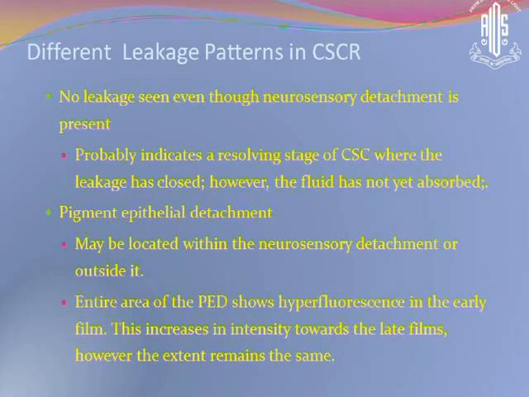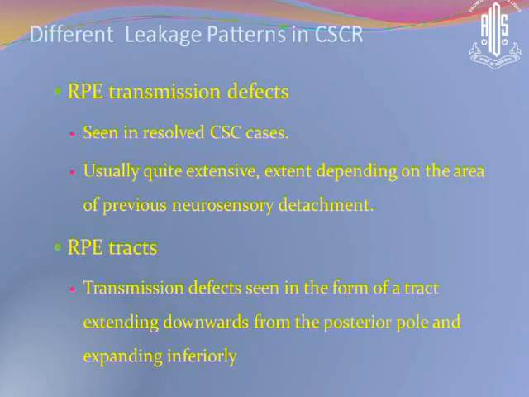There can be a pigment epithelial detachment, which is located within the neurosensory retina or outside, and the entire area of PED shows hyperfluorescence in the early film. This increases in intensity towards the late films, but the extent remains the same. There can be RPE transmission defects in resolved CSCR, and they are usually extensive, the extent depending upon the previous extent of the neurosensory detachment. Sometimes the transmission defects are seen in the form of tracts extending downwards from the posterior pole and expanding inferiorly.